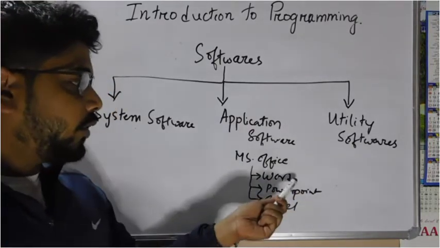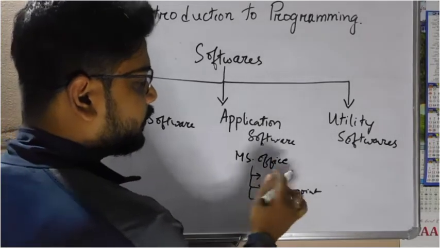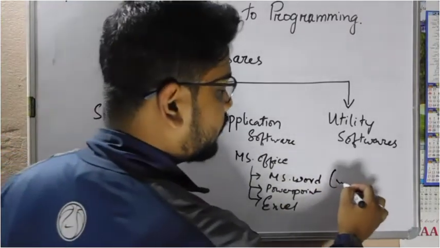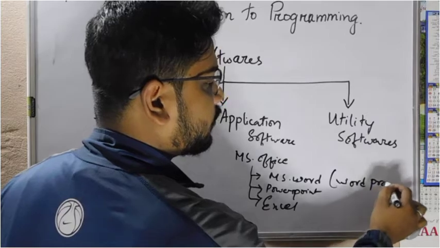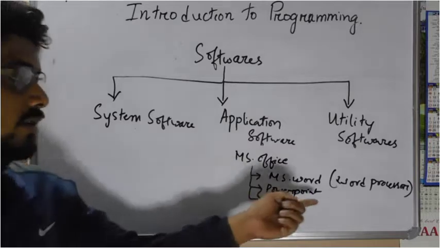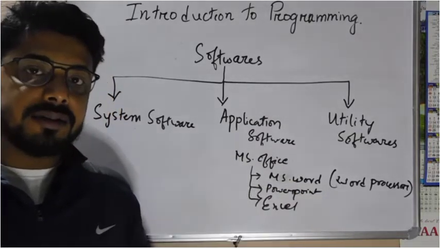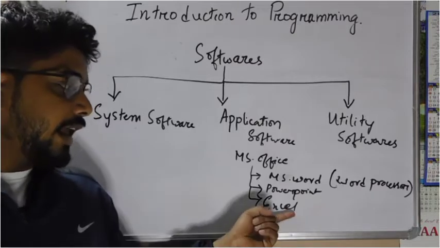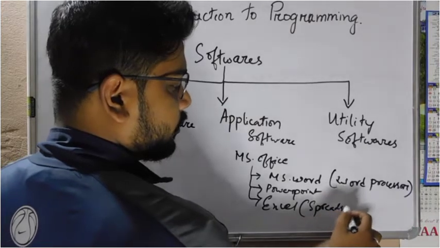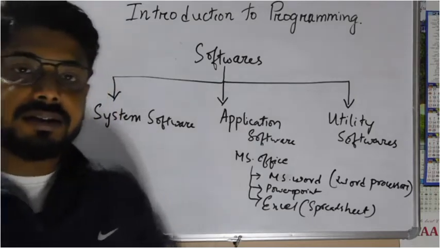For example, MS Word. You all are familiar with MS Word. Now what is MS Word? MS Word is a word processor. In a similar way, MS PowerPoint is used to create different kinds of PPTs, like the presentations we give. Then Excel. MS Excel is what? A spreadsheet. It is used for maintaining records in different companies.